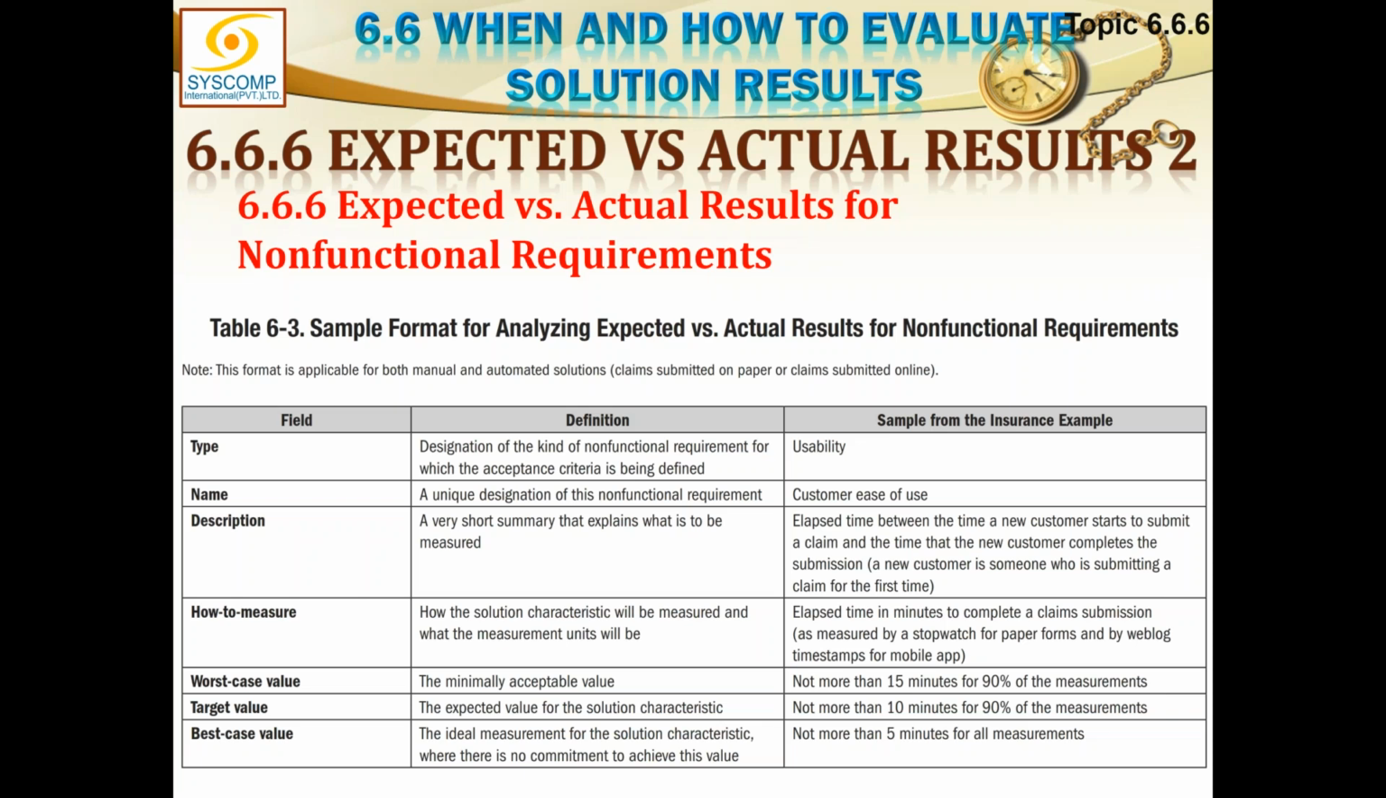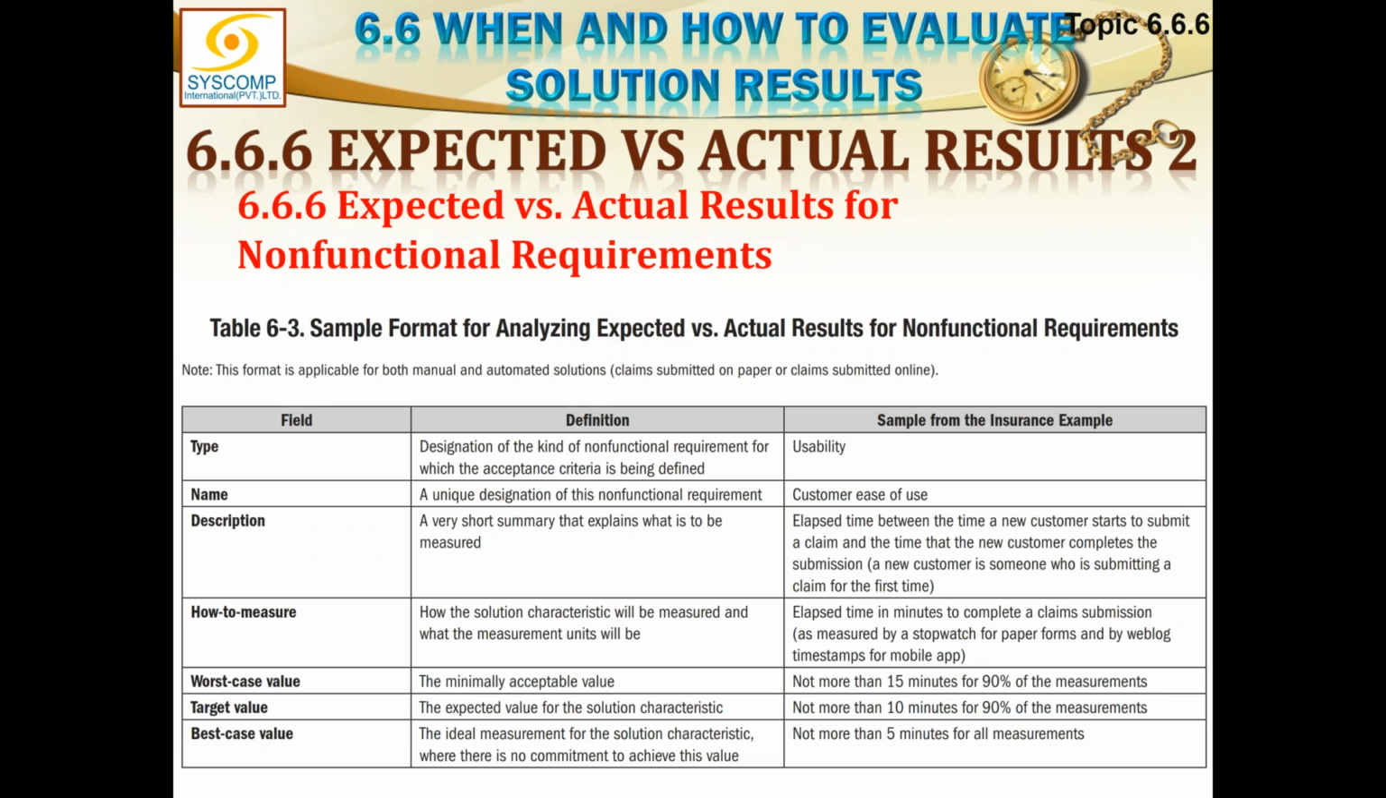So in this, we are trying to define a boundary, the worst case and the best case, and in between everything is acceptable. And target value is what we are focusing at. For this example, let us see. First of all, let's see what these definitions are.